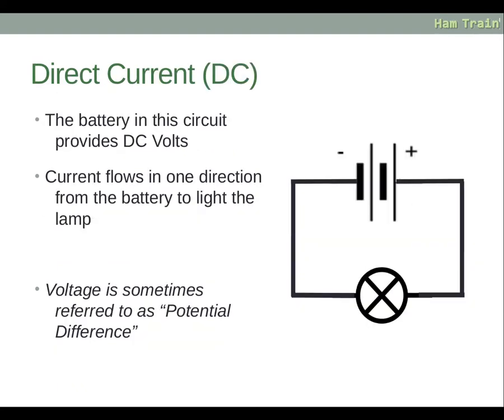Direct current. The battery in this circuit provides DC, direct current, volts. Current flows in one direction from the battery to the light, and just be aware that in paperwork, voltage is sometimes referred to as potential difference. It means the same thing. Potential difference and voltage are interchangeable.